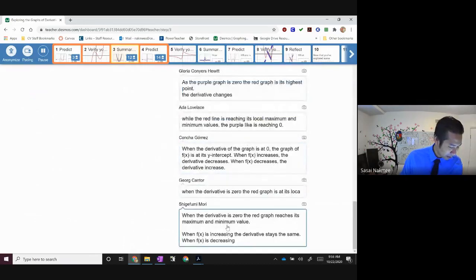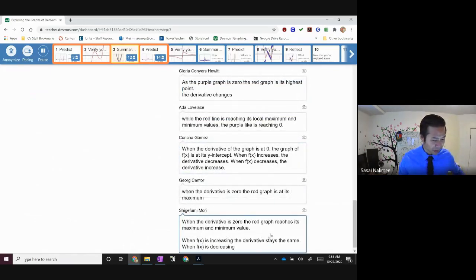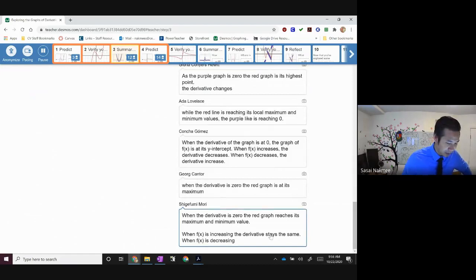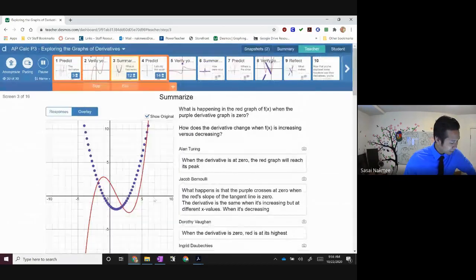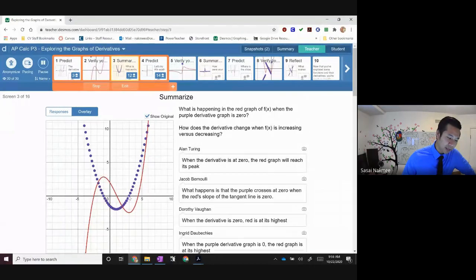That's good. f of x is increasing when the derivative stays the same. When f of x is decreasing, okay, you're still typing it out, right? So we see this special part: the derivative equals 0 when you have a local max and a local min. But take a look at this, guys.